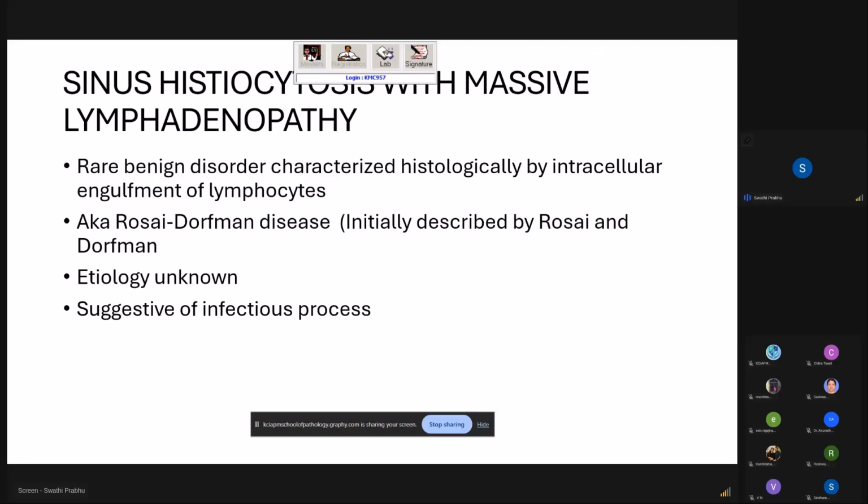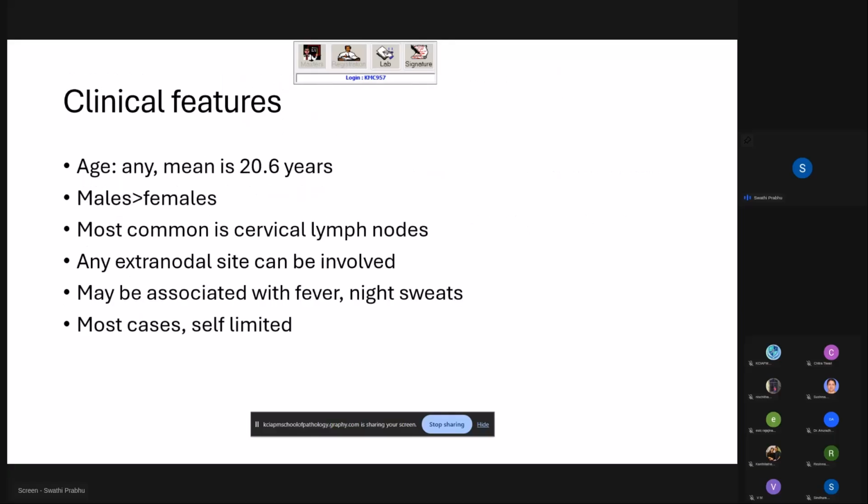The etiology is unknown, but however, some papers in the literature suggest it could be an infectious process. Also, in this case, the patient had a history of travel to Kazakhstan, where he said that after he came back from there, he developed all these lesions. So we were trying to rule out whether any infection actually caused it, but nothing is specific as such for Rosai-Dorfman disease.